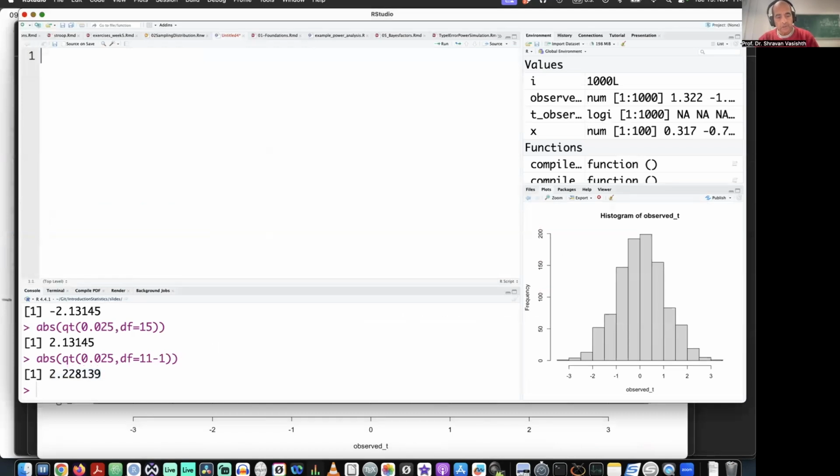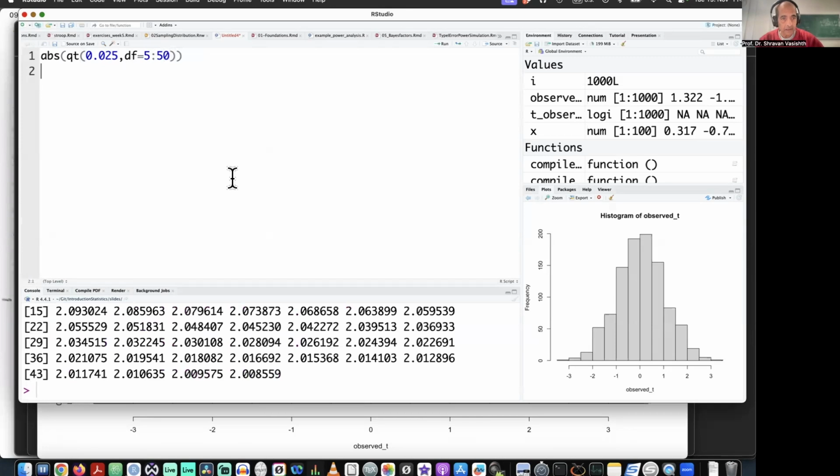Let me show you. I will compute the quantiles for 0.025 for, let's say, degrees of freedom 5, okay? That means 6 data points. That gives me minus 2.5. So I'll just compute the absolute value like always, I won't look at the sign. So that's 2.5. Now, if I increase this number to 10, the number starts getting smaller and smaller, right? Let me see if I can do this, 5 to 50. Yeah, this works, right? So I'm computing for different degrees of freedom.